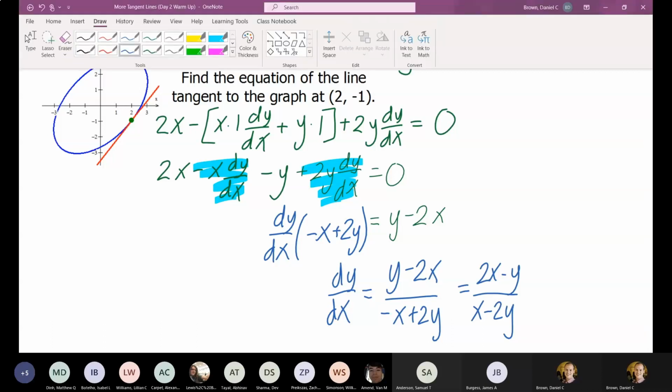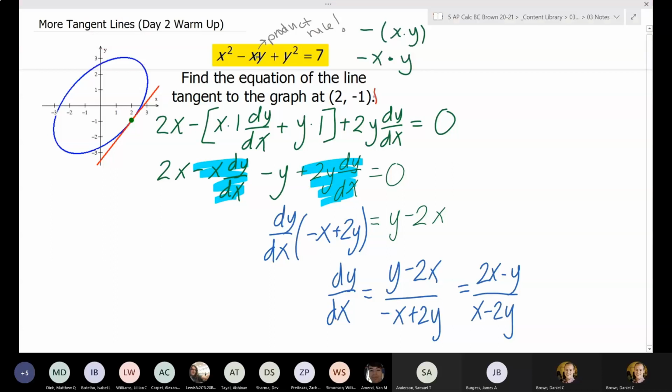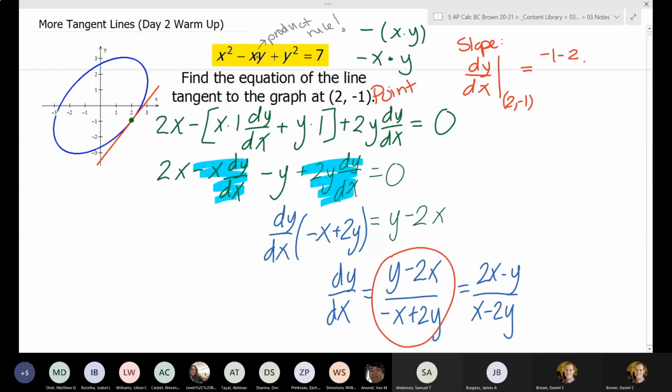So we are being asked to find a tangent line. To find a tangent line, we know we have to have a point and we have to have a slope. The slope is going to come from the derivative. Since this was done implicitly, we are going to plug in the entire coordinate instead of just the x coordinate. So plugging in that slope, I'm going to use the first version of it that I had. So I have y minus 2 times the x coordinate all over the negative of the x coordinate plus 2 times the y.